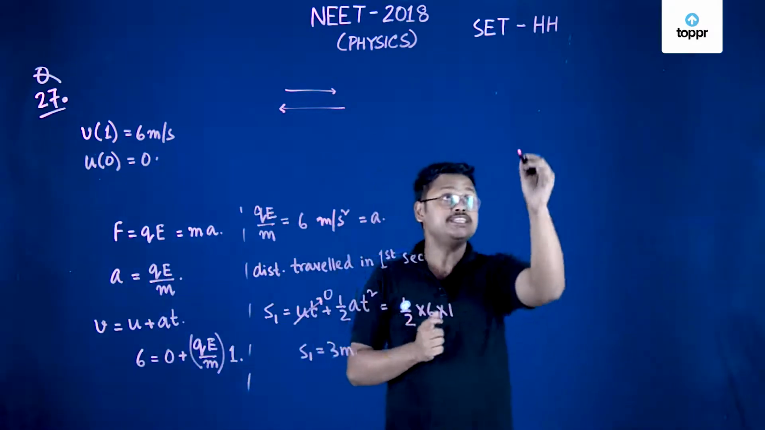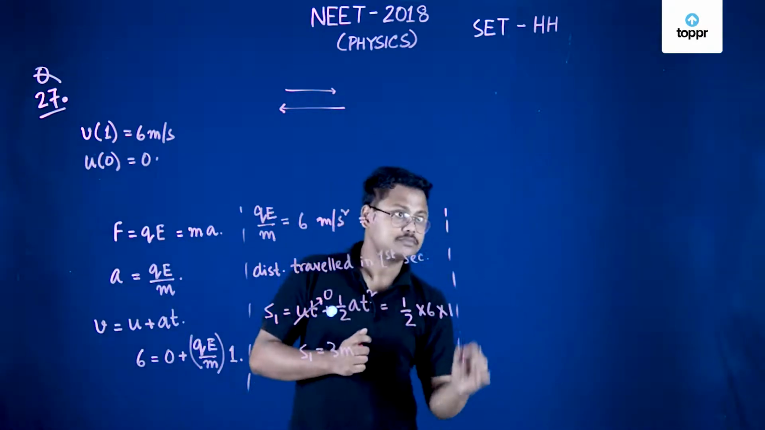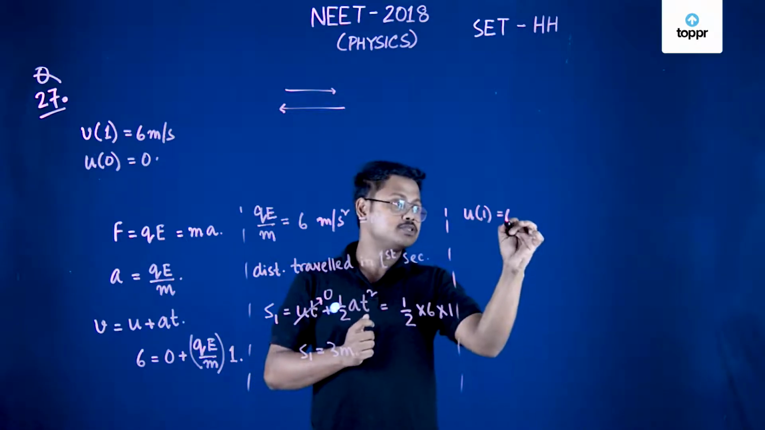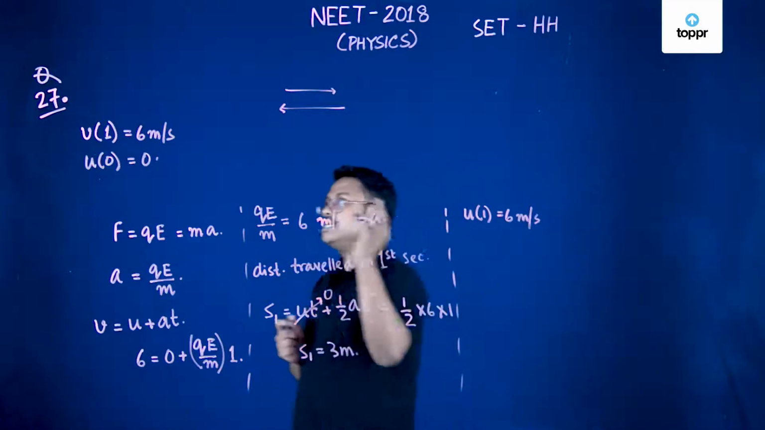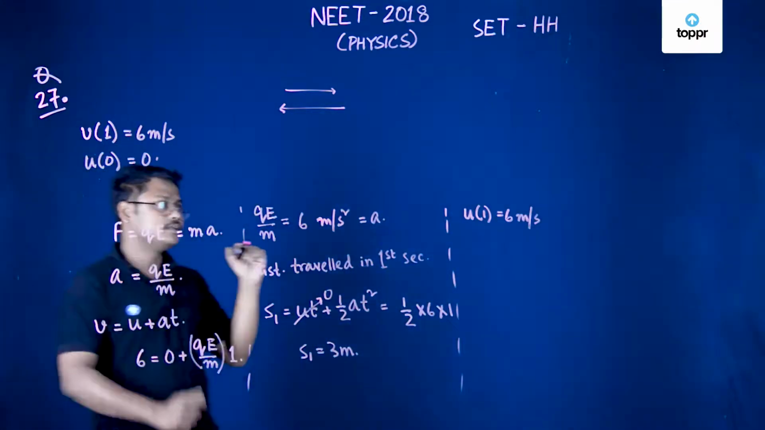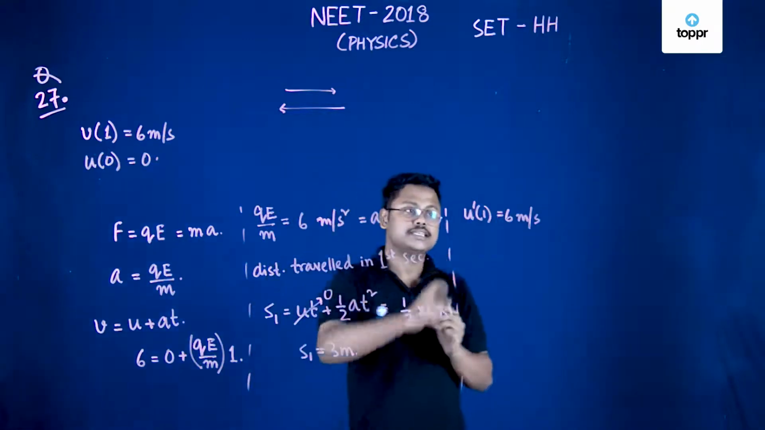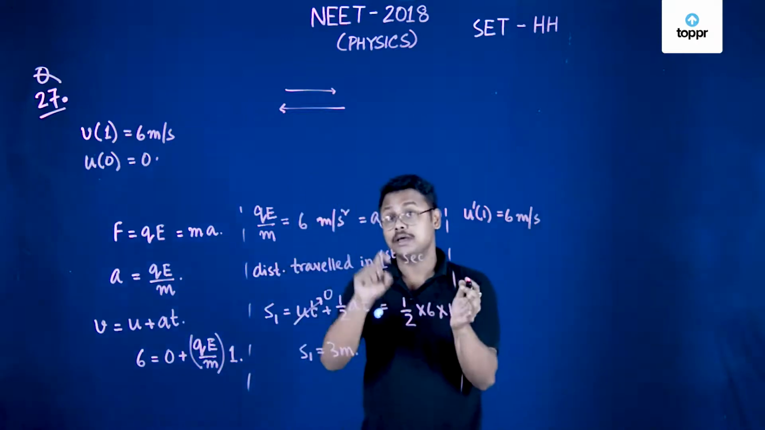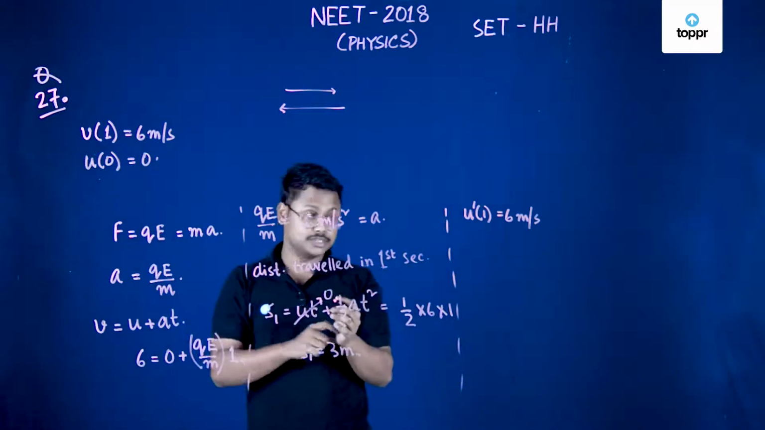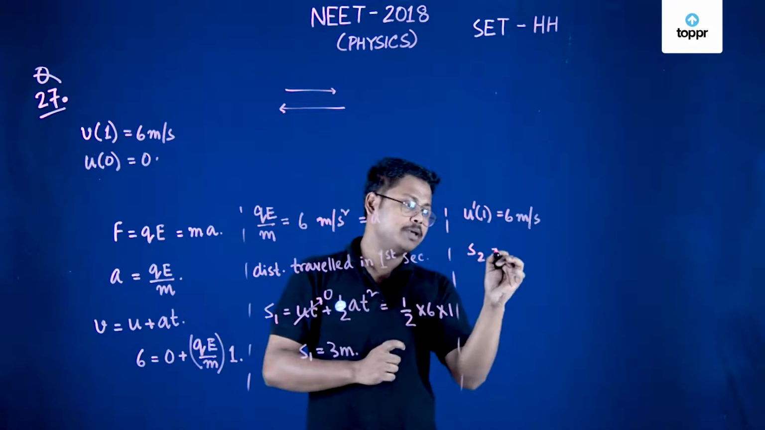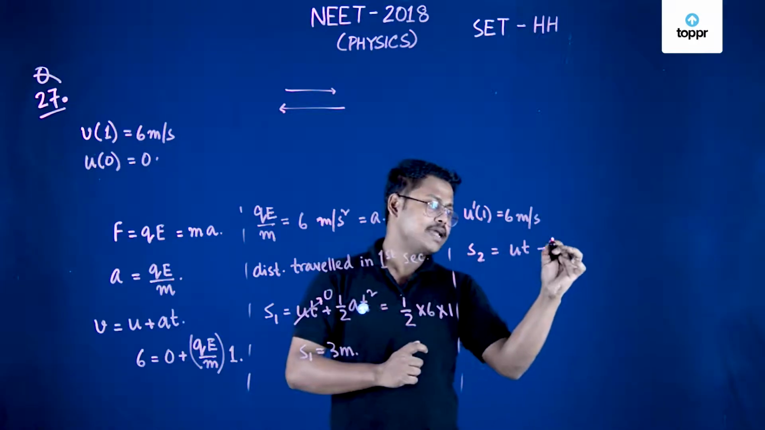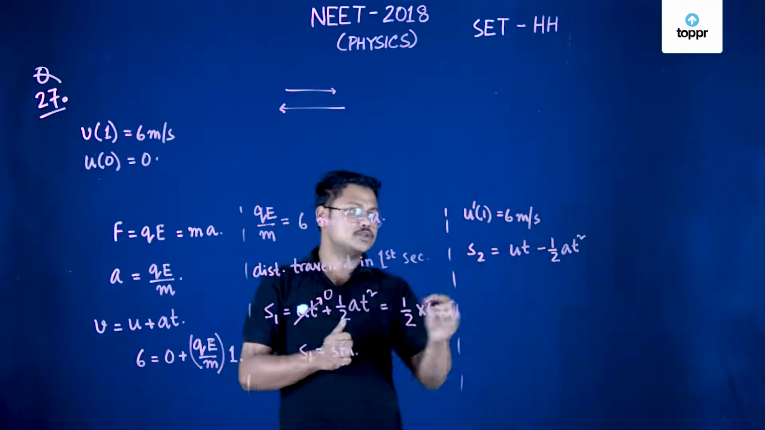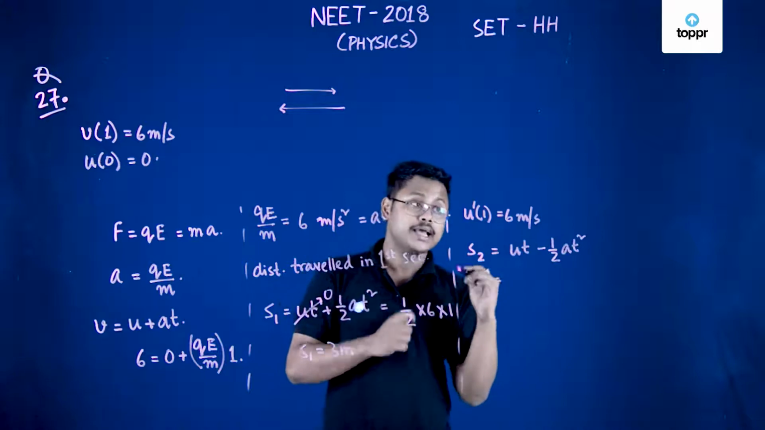So now the initial velocity U1 is equal to what? U1 is equal to 6 meter per second because this is the final velocity that we have obtained, right? Or let's write it as U dash equals 6 meter per second. Now the value of the acceleration will remain the same but its direction will just get reversed. So now S2 will be equal to UT minus half a t square, right? So t will be again 1 second.